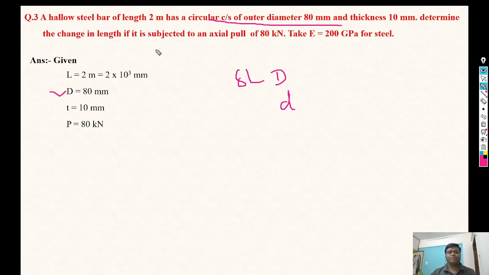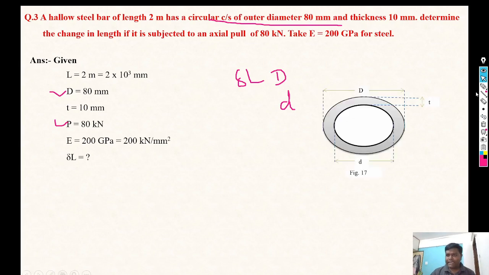If it is subjected to an axial pull of 80 kilonewton, force is given 80 kilonewton, and E is also given, that is 200 gigapascal, and we know 1 gigapascal equals 1 kilonewton per mm square. So 200 gigapascal is equal to 200 kilonewton per mm square. Now everything we have considered over here, but one thing is important. External diameter is given, thickness is given, we need to calculate the internal diameter. So why do we require that internal diameter?